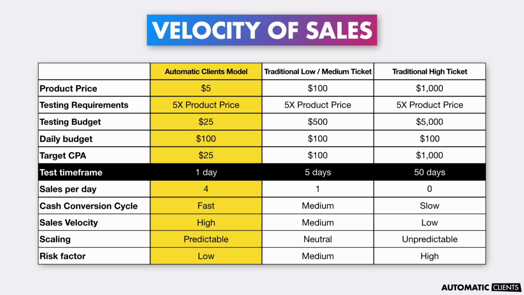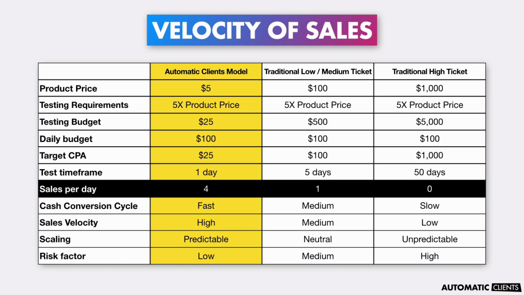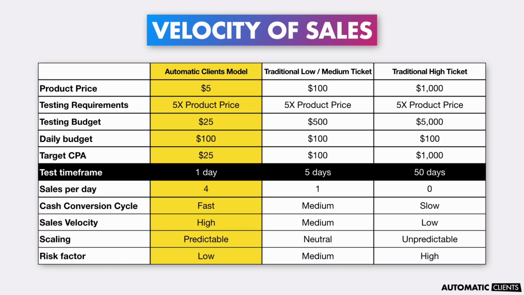Yeah, it's insane. And what happens with automatic clients is we know daily. So in a week we can do 7 tests, right? In a month we can have 30 tests. If you can improve something 30 times in a month, that's a lot of improvements you can make, right? Whereas with a traditional low ticket, it takes you 5 days, and with a webinar, it's 50 days, right? So it takes a while.